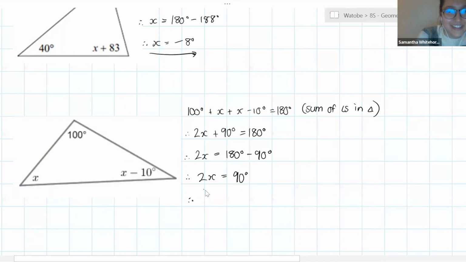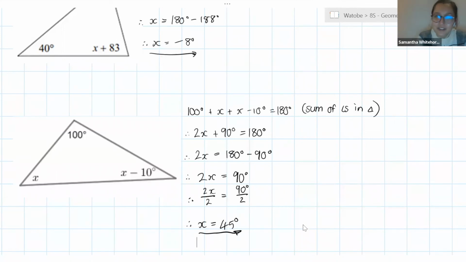Good. And so what's 90 divided by 2? Yes. And then my answer was x equals 45. Awesome. Well done, man. Well done. Take screenshots, everybody. Nice. Well done. Guys, exactly.